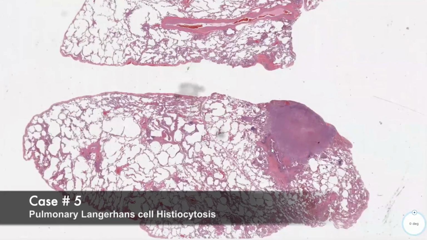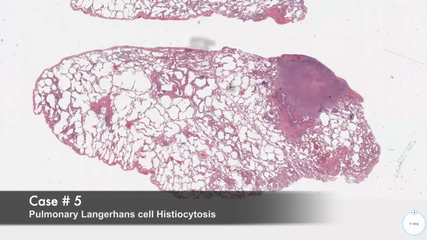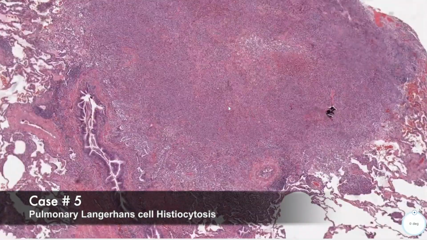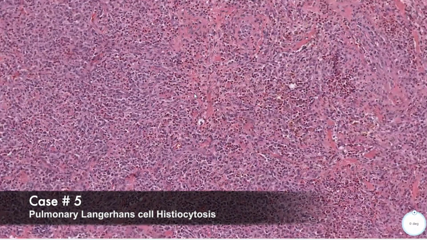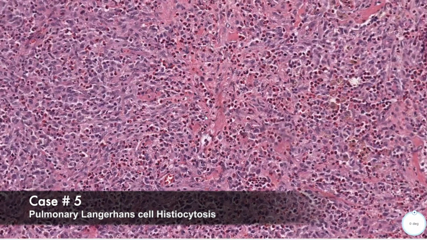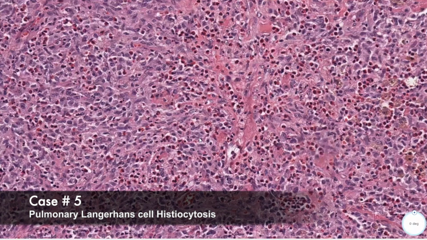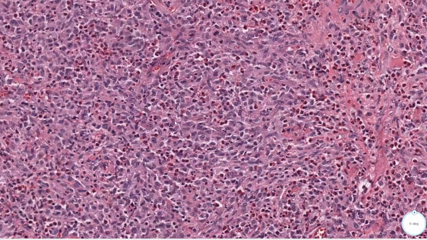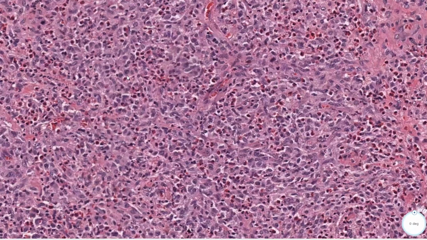So our next case here, we see that we have largely normal lung, but we have this nice area of abnormality here. When we look down at a little higher power, I think the first thing that jumps out at your eye is the number of eosinophils. All throughout this lesion, we have abundant eosinophils. That should tip you off a bit to the diagnosis.